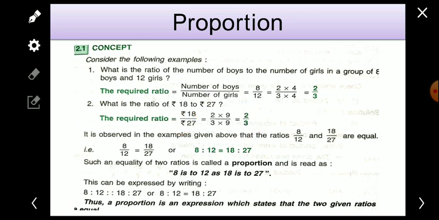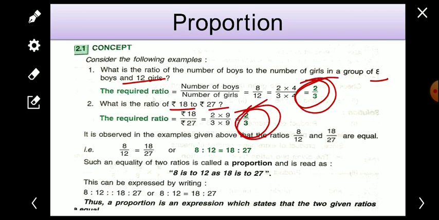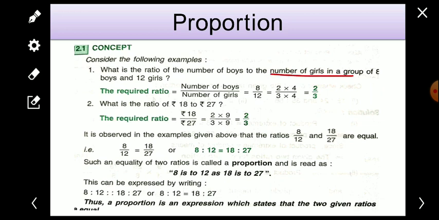So what have we observed? Here also we have got the ratio 2 by 3 and here also we have got the ratio 2 by 3. But initially in the beginning the numbers were different. Here 8 and 12 were there, but here 18 and 27 were there. Even then the ratios of both the things are the same. Here the units were also different. Here the unit is rupees and we know that ratio is unitless, because the units get cancelled. So we have got that both the ratios are equal.